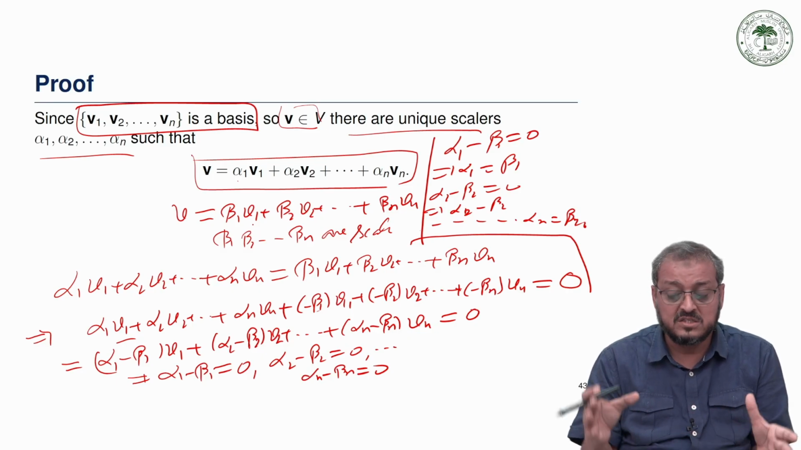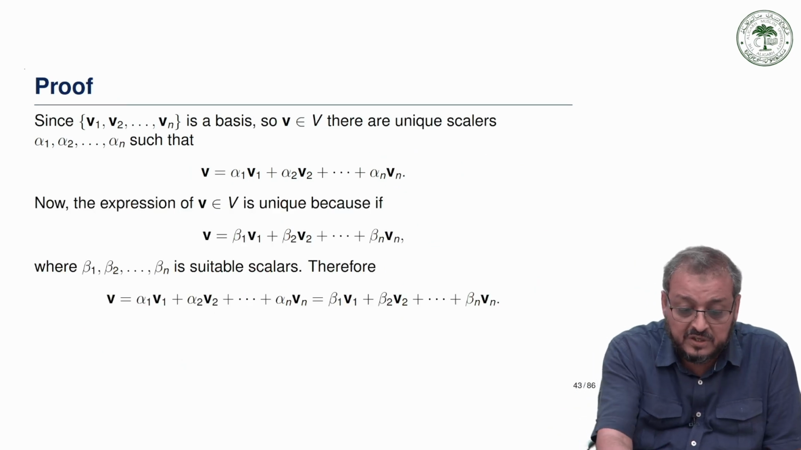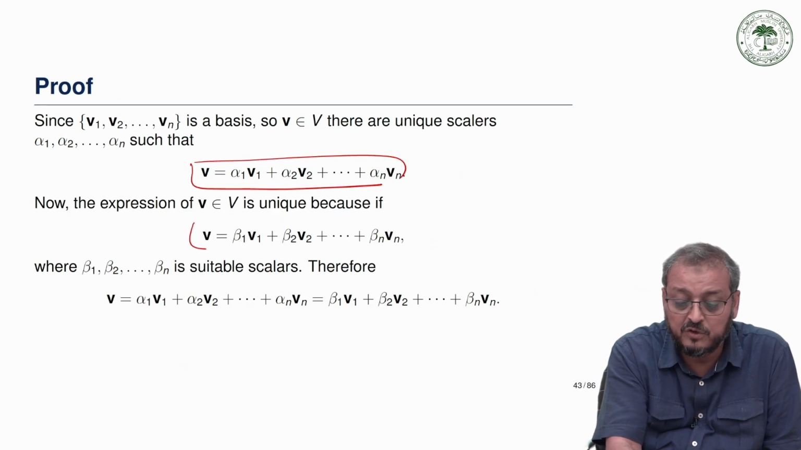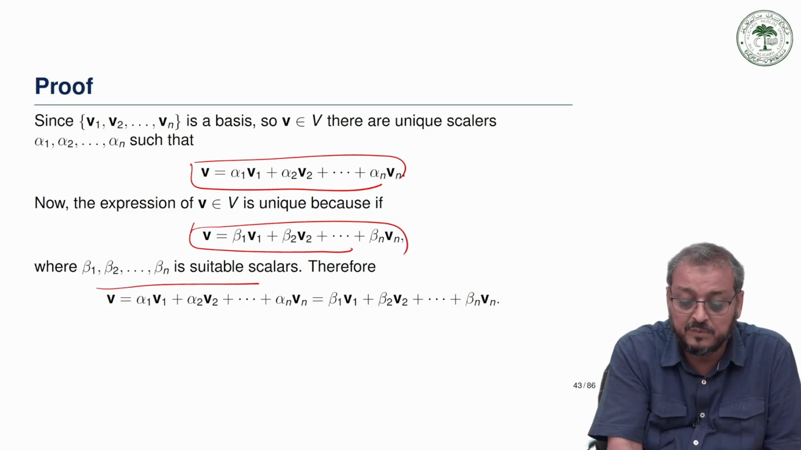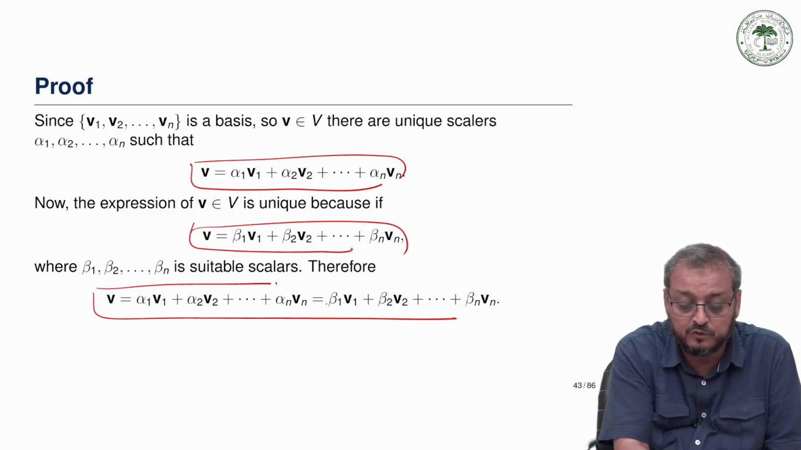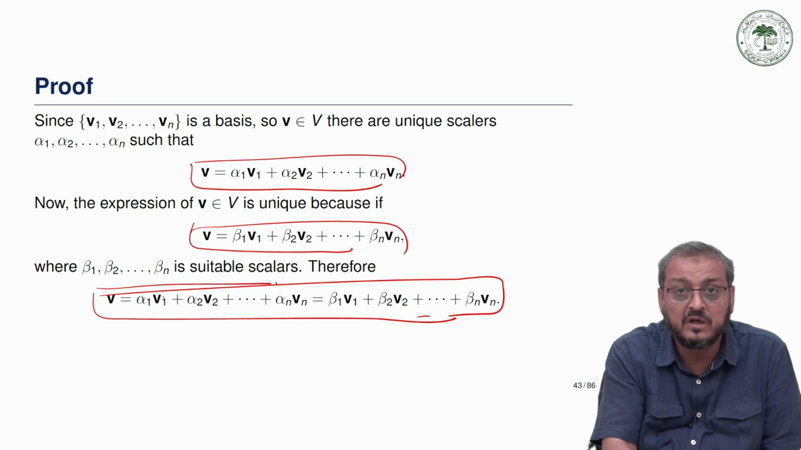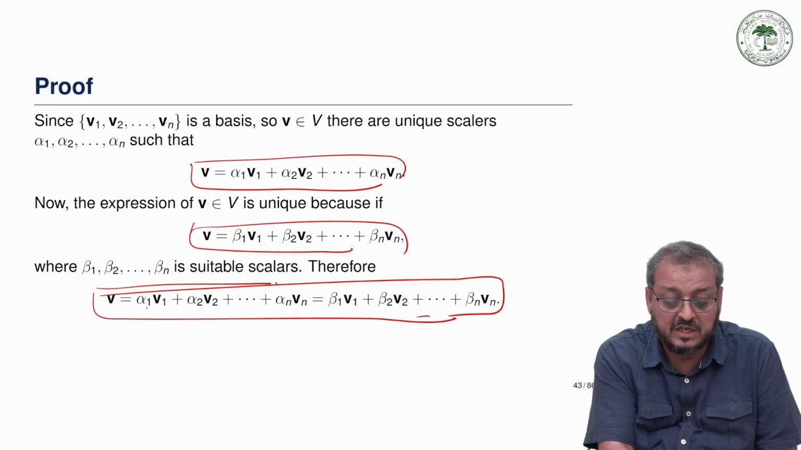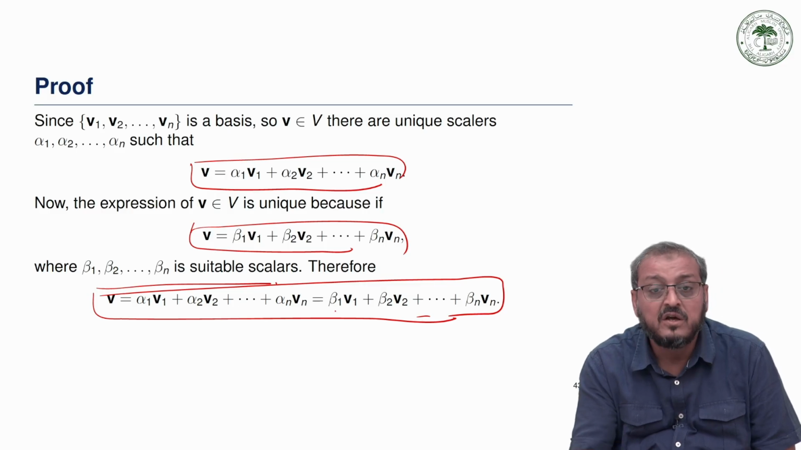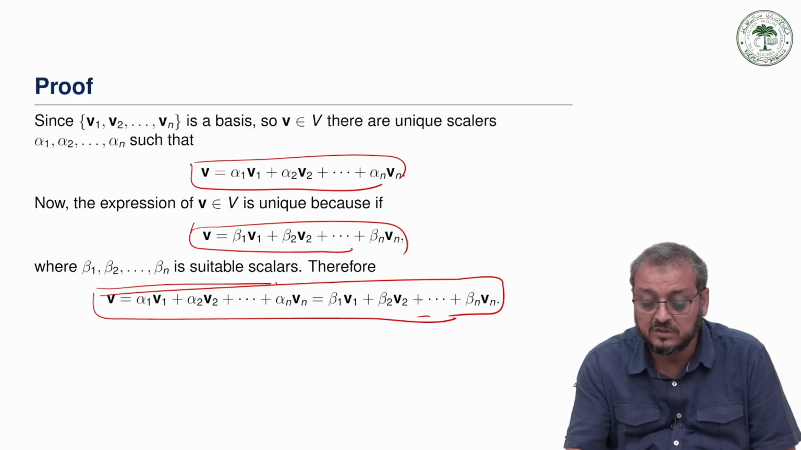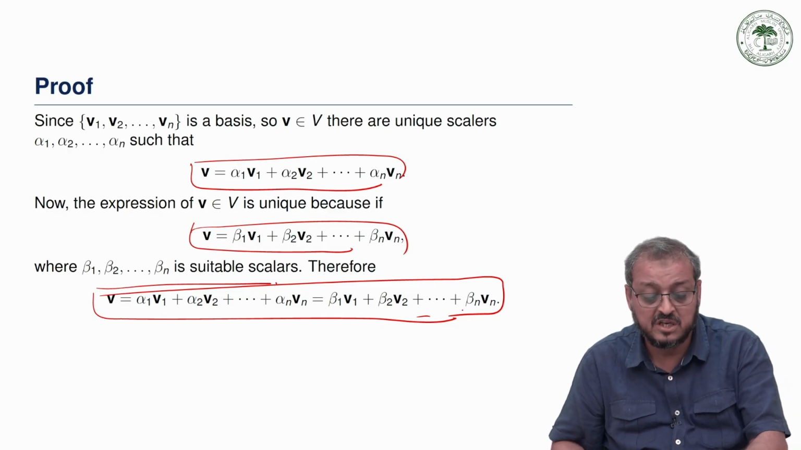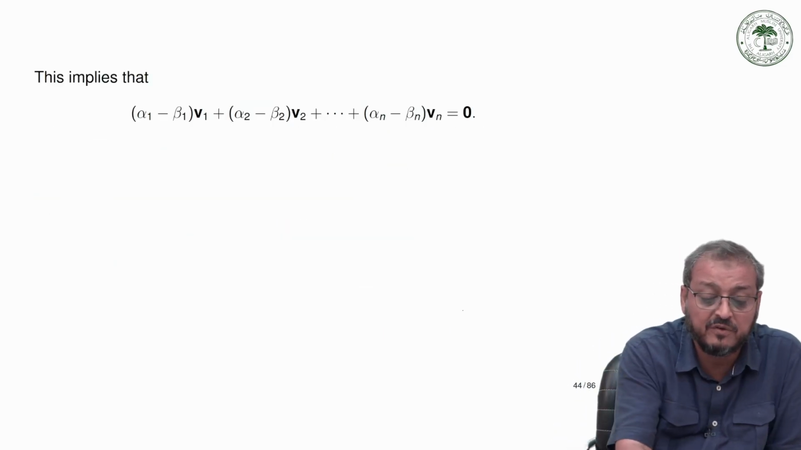So we represent v in this form and again in this form, with suitable scalars, so v can be written in this form. This is a unique representation. So we write alpha 1 v1 plus alpha 2 v2 plus ... plus alpha n vn is the same as beta 1 v1 plus beta 2 v2 and so on.